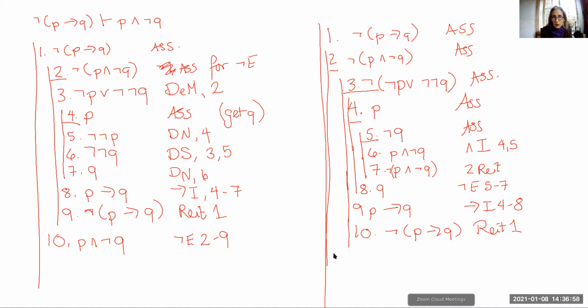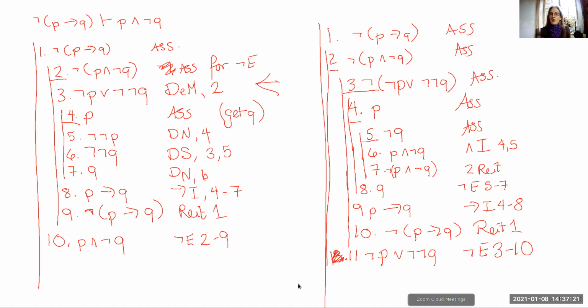Now we can go over to here. Oops, not 3, 11. This is line 11. We can get here not P or not Q through negation elimination, lines 3 through 10. And now you can see we have gotten at line 11 where we are here at line 3.